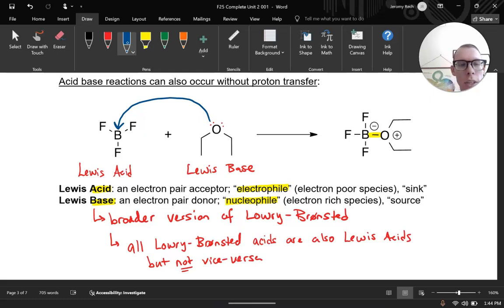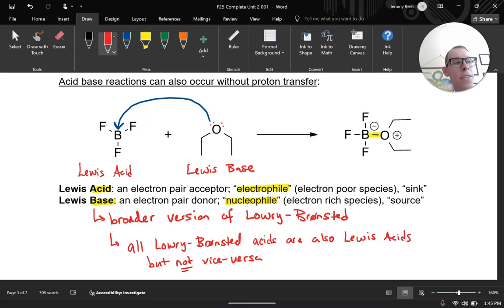Now, one of our questions might be, in the first place, Dr. Eck, why would the lone pair on the oxygen want to attack the boron? And that's actually going to come from something that we talked about all the way back in our first unit when we were thinking about our hybridization and geometry.